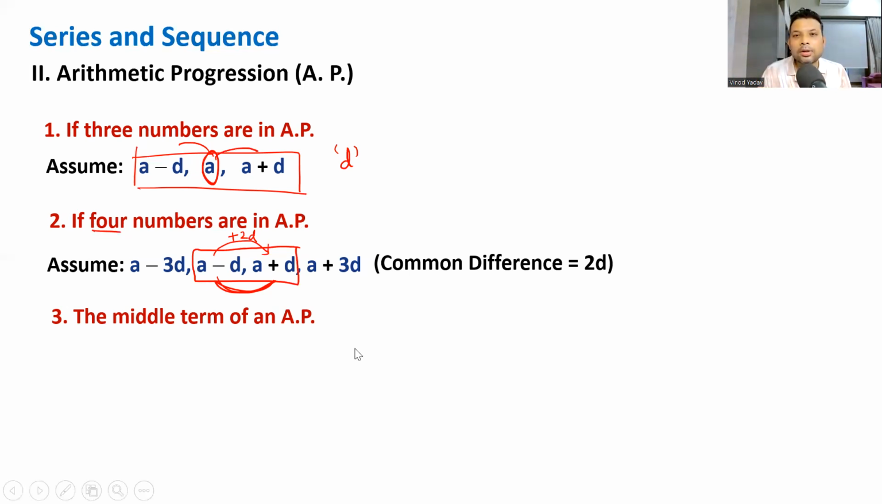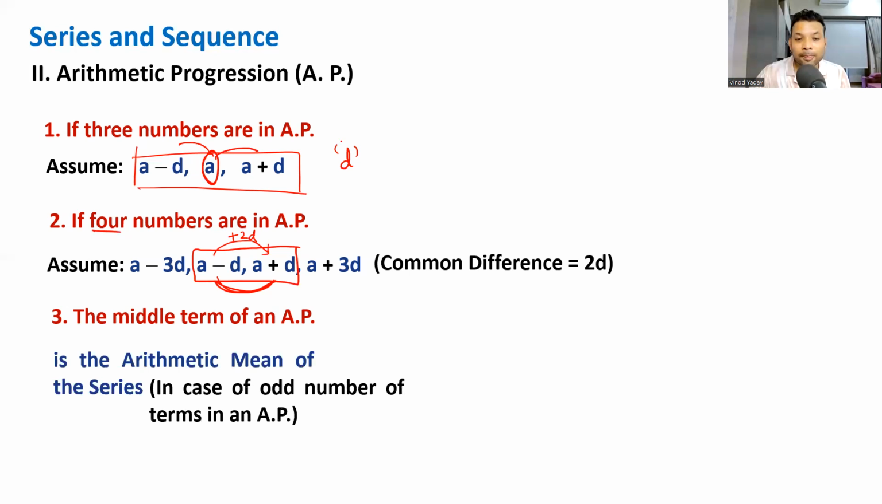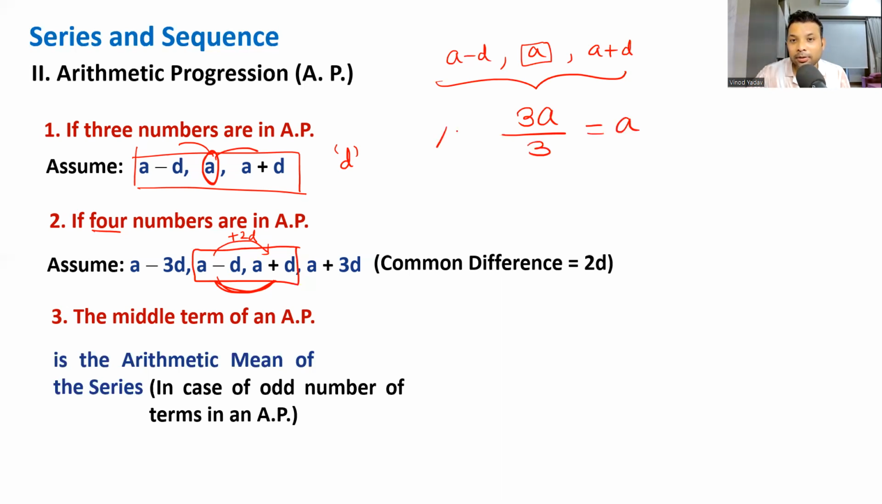Okay. Now, something about the middle term. The middle term of an AP is the arithmetic mean of the AP. For example, A minus D, A and A plus D. There are an odd number of terms, 3 terms. So the middle term should be the arithmetic mean. You can check. If we add all these, 3A divided by the number of terms, that is the arithmetic mean, isn't it, friends? So the middle term of an AP will be the arithmetic mean of the AP if the AP has an odd number of terms. Otherwise, if there are an even number of terms, then the average of the middle two terms will be the average, or the arithmetic mean, of the entire AP.